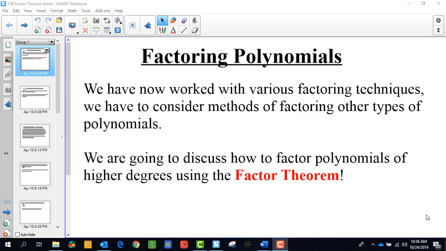So we're going to discuss factoring polynomials that don't apply to the various factoring techniques that we've already talked about. So what happens if I can't factor it as a difference of cubes, I can't factor it as a trinomial, whatever.